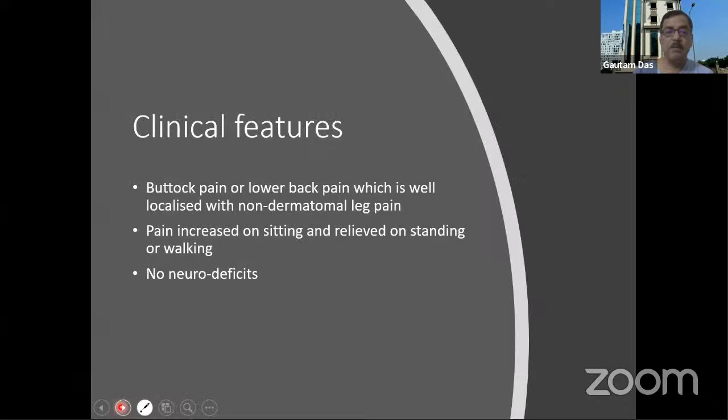So the clinical features: buttock pain or lower back pain, which is well localized because it is a somatic nerve, with a non-dermatomal leg pain. The pain increases on sitting and is relieved on standing or walking, not fully but partially, and there will be no neurodeficits.